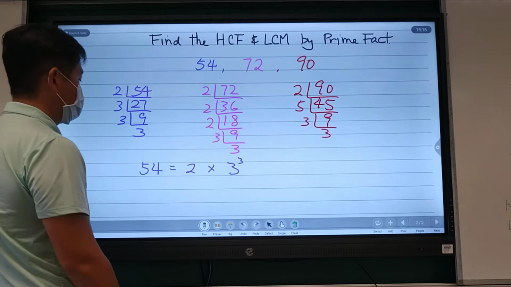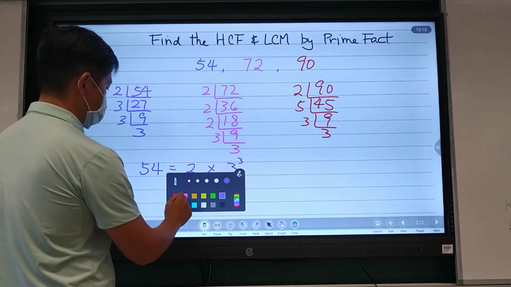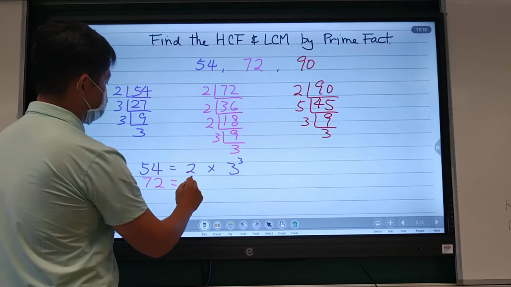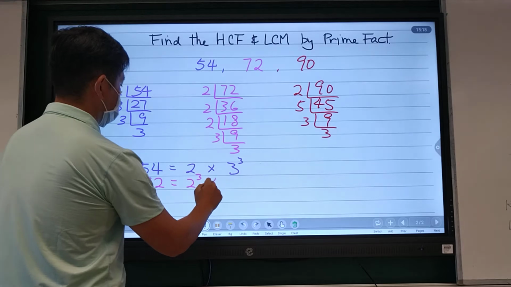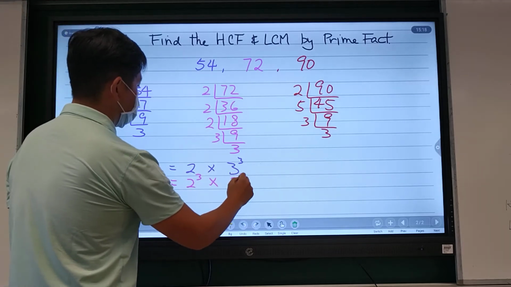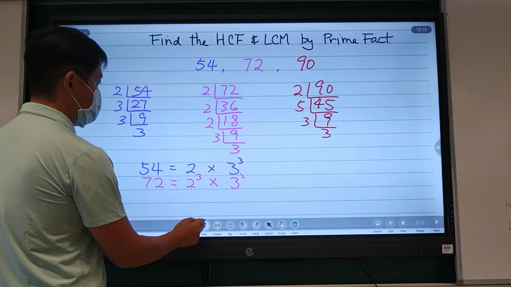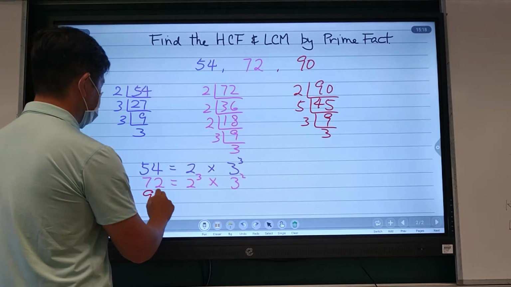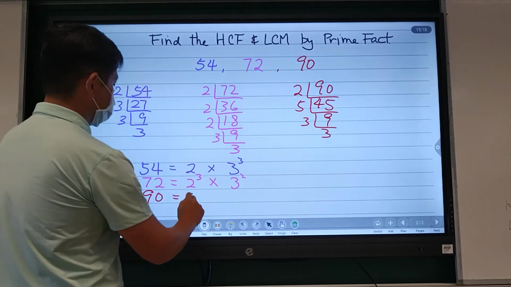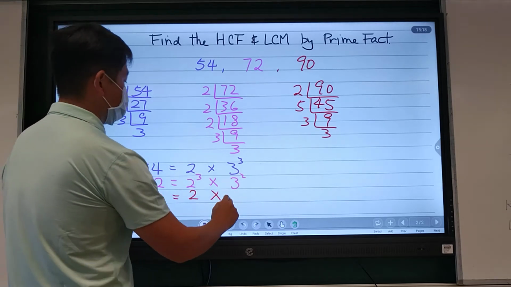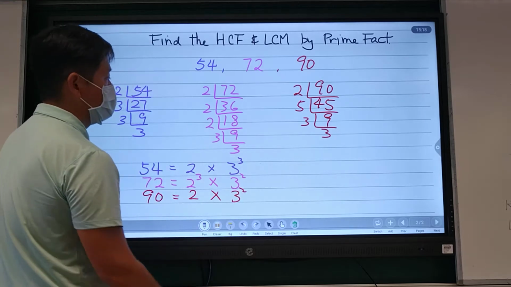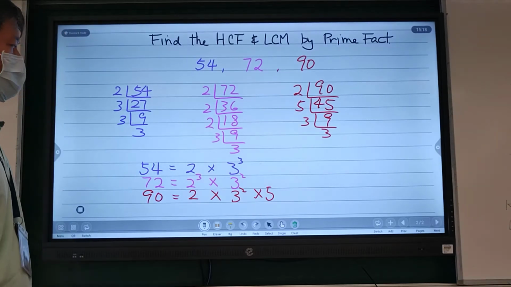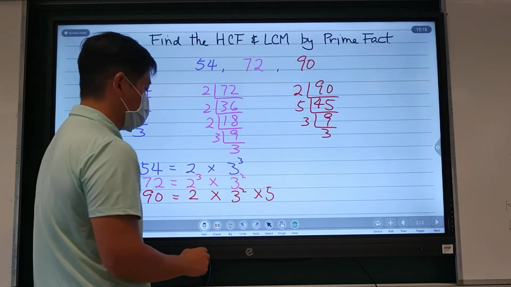Okay? Alright, second one. 72 equals 2 to the third power times 3 to the second power. Okay? And then lastly, my 90 is equal to 2 times 3 to the second power times 5. Okay? Alright, so my HCF first. Let's go for HCF first.